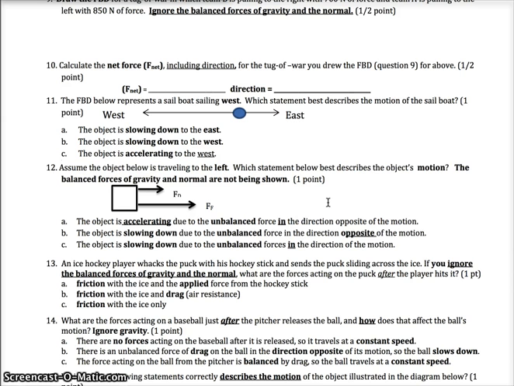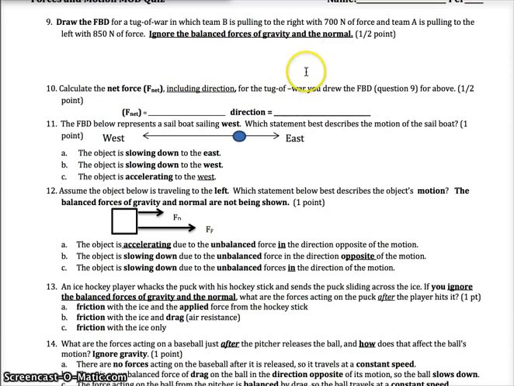Number 10. Calculate the net force, including direction, for the tug-of-war you drew the free body diagram for above in question 9. So they want to know what the net force of this free body diagram of tug-of-war is. Make sure you include your label for the forces and the direction in which it would go.